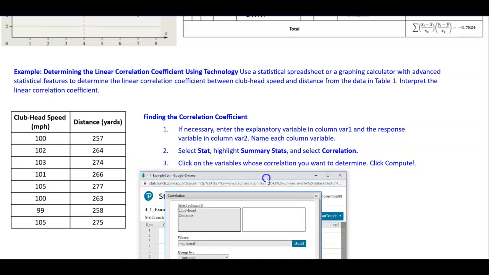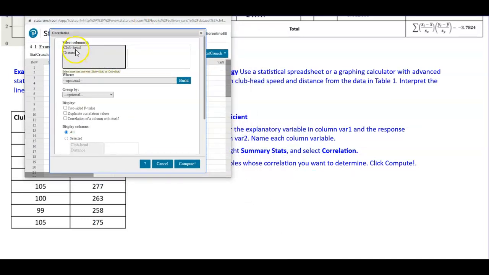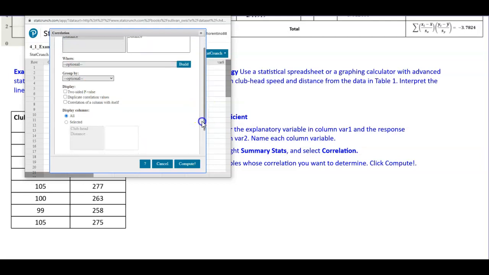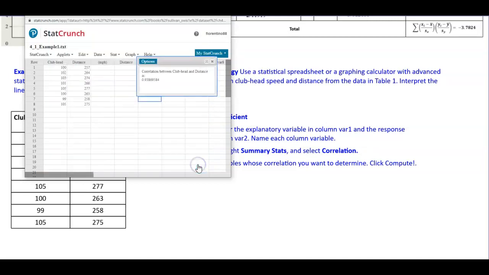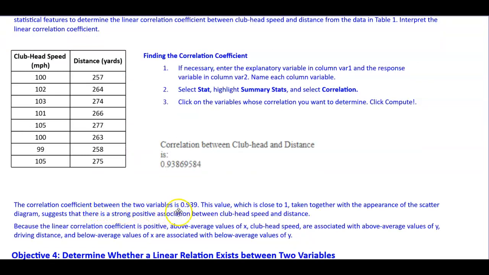Then we're going to click on the variables whose correlation you want to determine, and then click compute. So we're going to click on the club head and the distance, and we want to find out what the correlation is. So when we put them together, we're going to get the following. Here is our data. The correlation coefficient between the two variables, if we round it to 3 decimal places, is going to be 0.939. This value, which is close to 1, taken together with the appearance of the scatter diagram, suggests that there is a strong positive association between club head speed and distance.